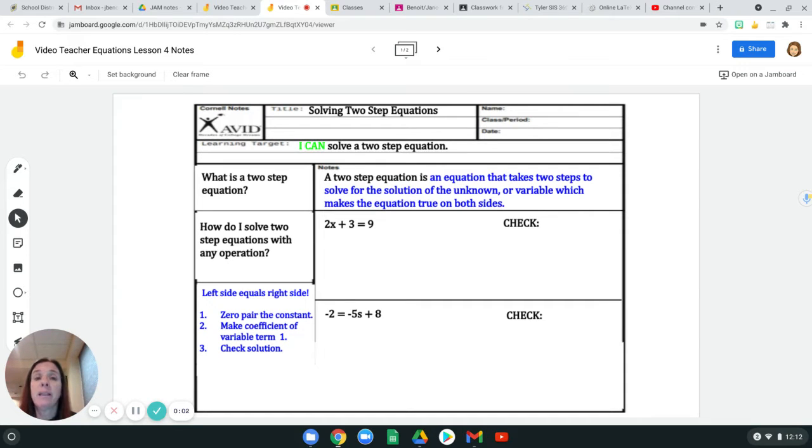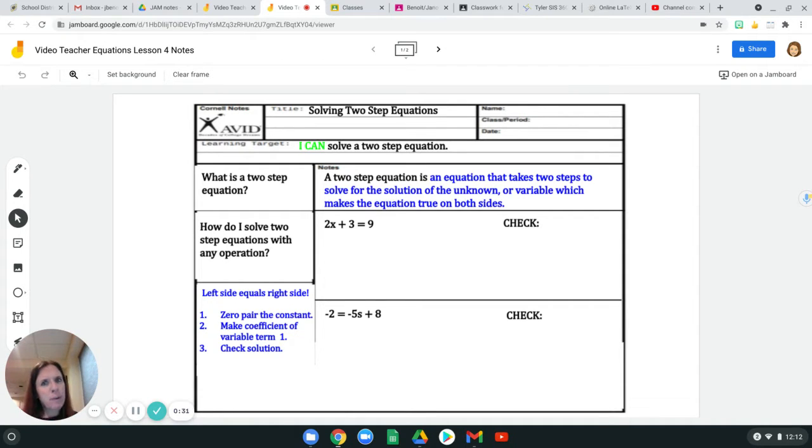We are working on lesson 4 today, solving two-step equations. Get your note packet ready. If you don't have your note packet, get wherever you're taking your notes ready, hopefully your learning log. Get your title, solving two-step equations. Get your learning target: I can solve a two-step equation. And if at any time I'm going too fast, you can pause this, you can rewind it. It's meant to go at your own speed, okay?